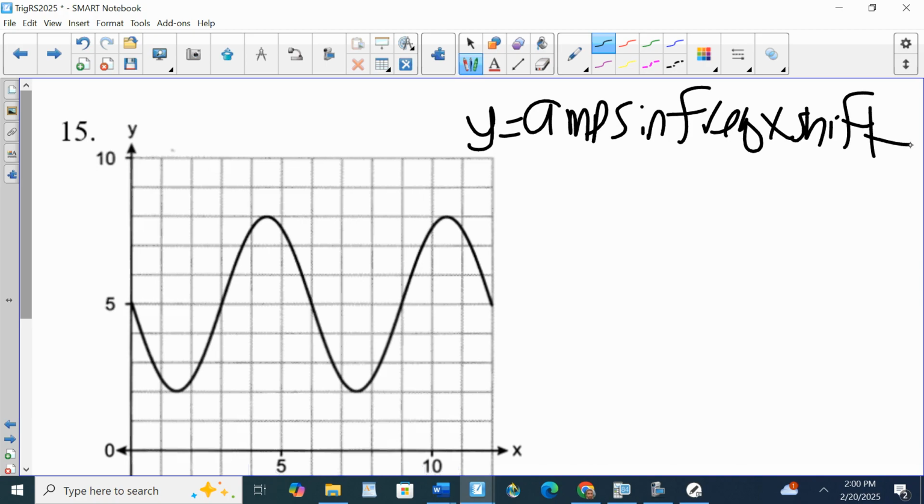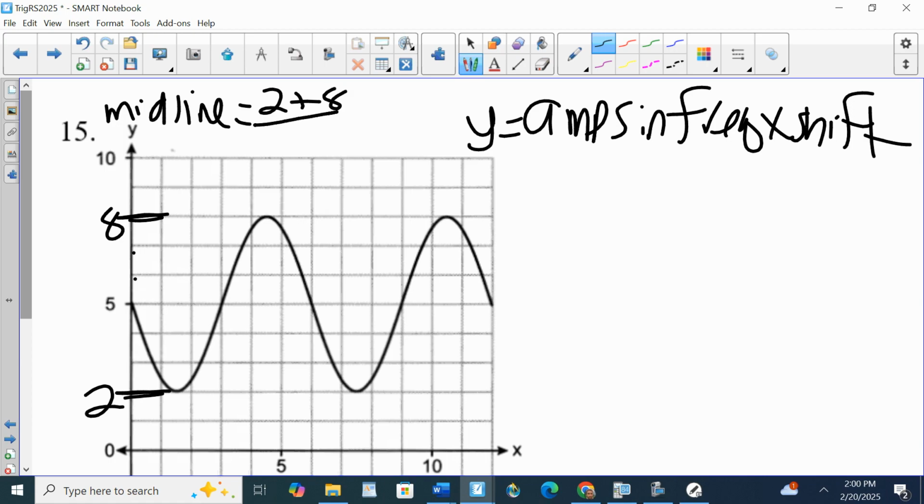I need to start by finding the midline and the frequency. So let's start with the midline. The midline is the min plus the max over 2. So that's 2, that's 6, 7, 8. So it's 2 plus 8 over 2, which is 5. You might be able to eyeball it, or you might not. Sometimes you will, sometimes you won't, but that will always work.